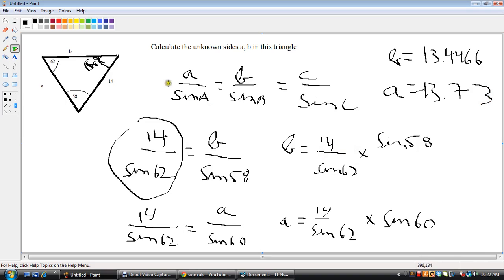So now we've shown how you can make use of that sine rule to find the length of unknown sides. Thank you very much for listening.